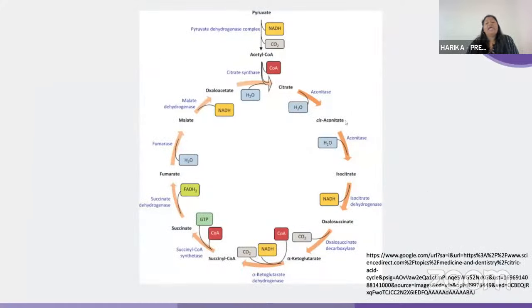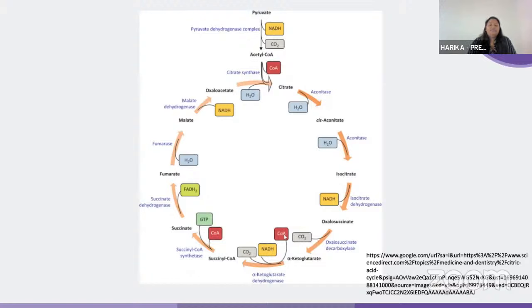And then cis-aconitate is converted to isocitrate by aconitase. Again, a water molecule is utilized, and isocitrate converts to oxalosuccinate in the presence of isocitrate dehydrogenase, and oxalosuccinate gets converted into alpha-ketoglutarate by oxalosuccinate decarboxylase, and here carbon dioxide is released.